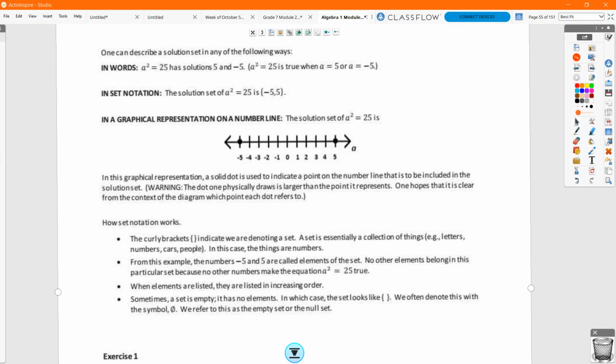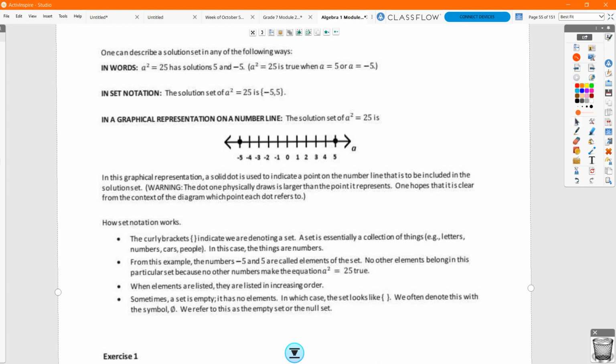You can write it in set notation. The solution set of a squared equals 25 is the set negative 5 and 5. And you notice they put it in brackets. The brackets are what we use to indicate a set. Then you can use a graphical representation on a number line. The solution set of a squared equals 25 can be located at negative 5 and 5 on a number line. Now, in this graphical representation, a solid dot is used to indicate a point on the number line that is to be included in the solution set. Warning, the dot one physically draws is larger than the point it represents. One hopes that it is clear from the context of the diagram which point each dot does refer to.